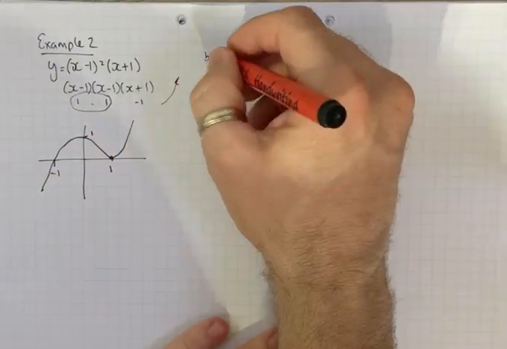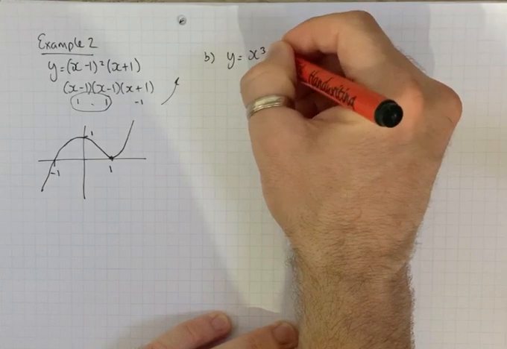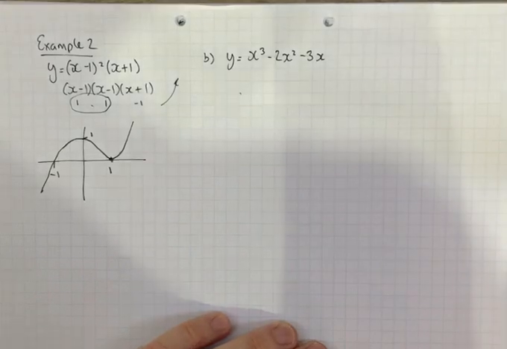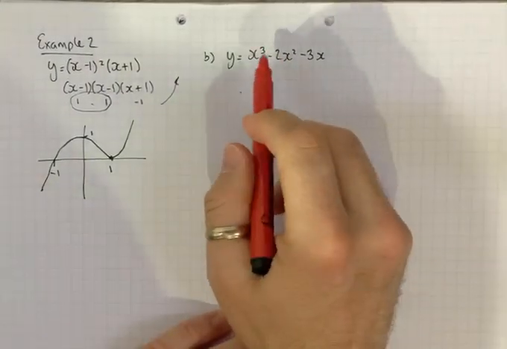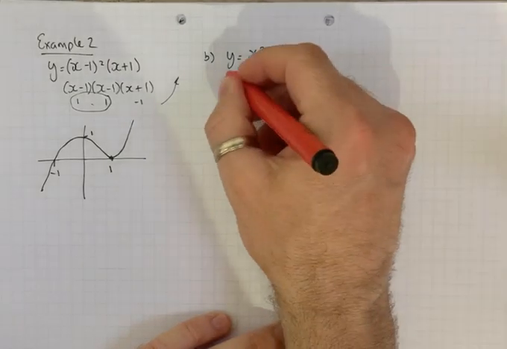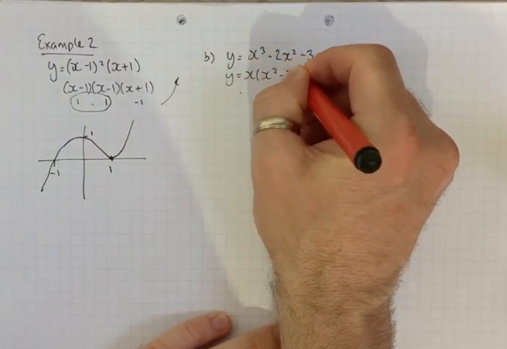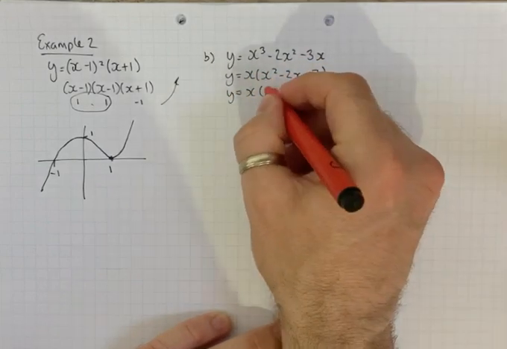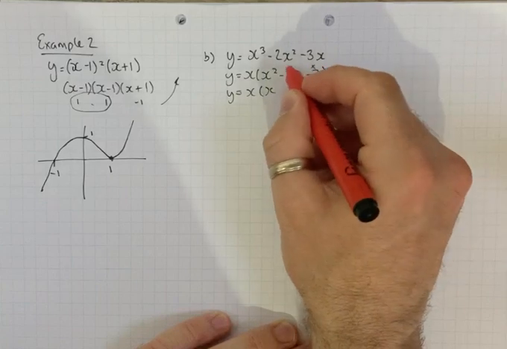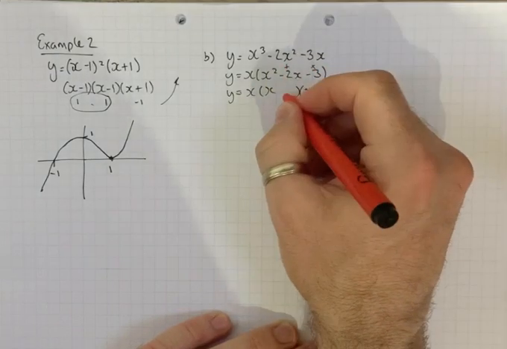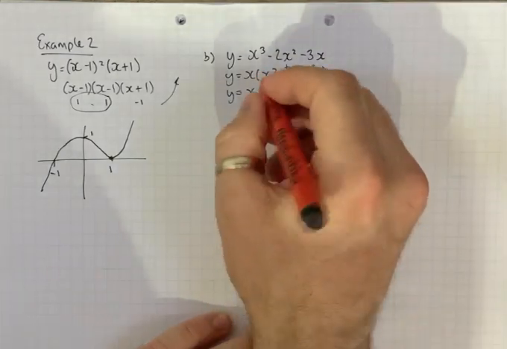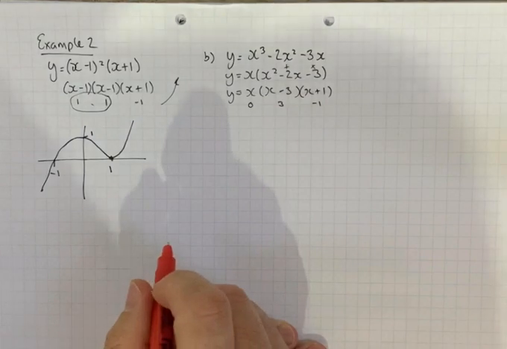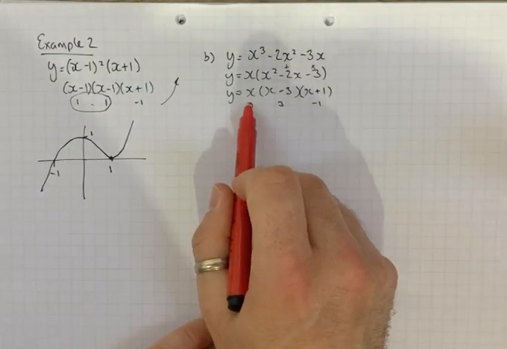B, y equals x cubed minus 2x squared minus 3x. So this is a little bit harder because this one isn't in factor form. But you notice straight away you've got an x in all 3 terms, so we can bring x out. And then it should factorise. You'd expect it to anyway. x and x, it's got to times together to make that, add together to make that. So it's going to be -3 and +1. So it's going to cross the x-axis at 0, 3 and -1. It's going to go through the origin, so that's where it crosses the y-axis as well.